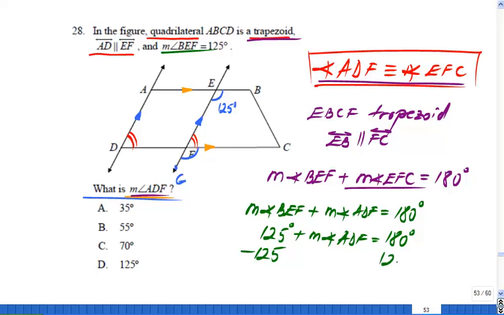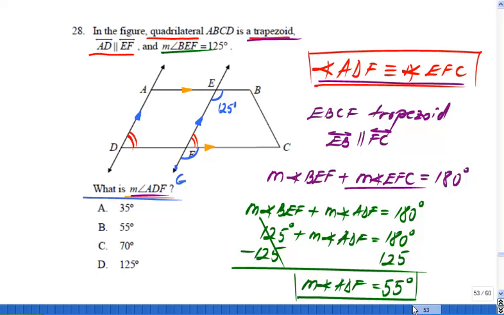To find ADF, you just take away 125. And this will give you the measure of ADF, which is the subject of our question here. 180 minus 125 is going to be 55. 55 degrees. And that's option B. And this way you are done. This is the way you solve similar problems in the proficiency exam or in your geometry class if you want, and you will be fine. Thank you.